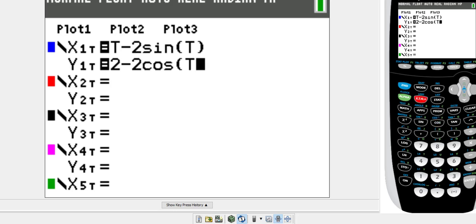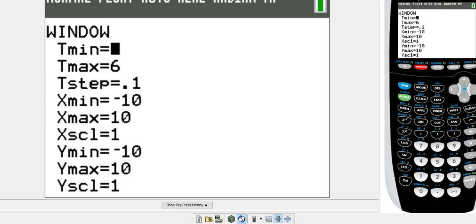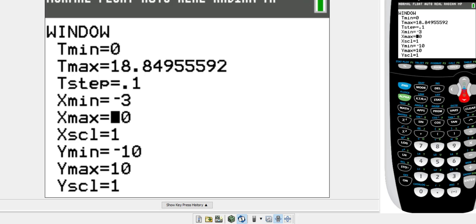Now you want to make sure when you're doing these that you change your viewing window for what's given. So when I hit window, I now have a t in here. They said from 0 to 6 pi, so you're going to go from 0, and you can just type in 6 times pi. And you want to make your steps small. 0.1 will work. And our y's, we want to go from -3 to 20. You can adjust whatever scale you want for this. I'm just going to leave it as 1. And then our x's are from -3 to 6.